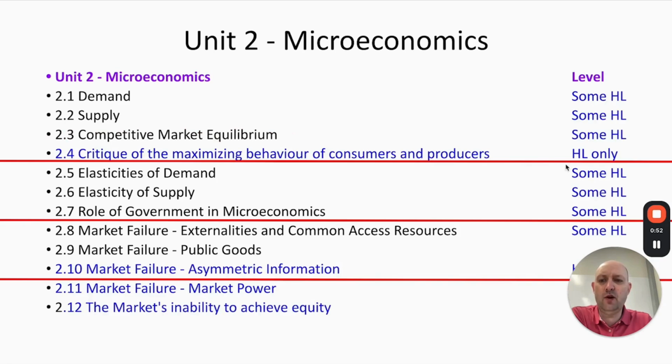There are 12 chapters in the unit of microeconomics. You can see that some of the chapters in blue are just HL, and then pretty much every chapter has some HL content within it. So it's a bit confusing where the HL content is woven into the SL content. But during my videos, I'm going to try and make it really clear where it's HL and where it's SL. And as much as possible, I'll try and do just HL videos.